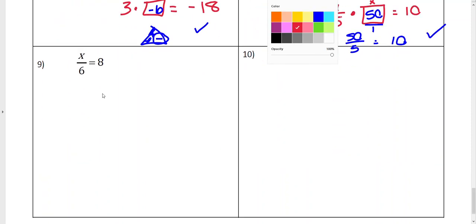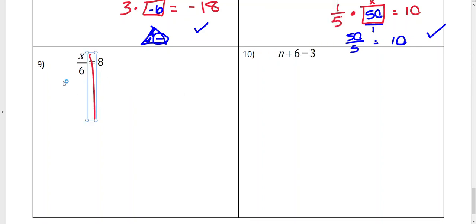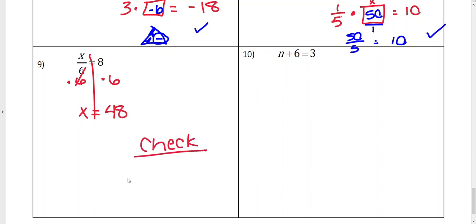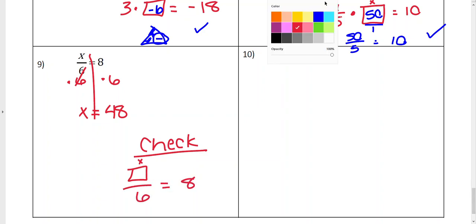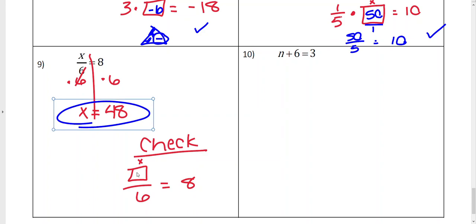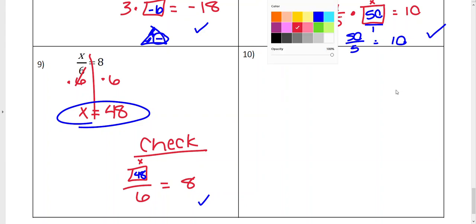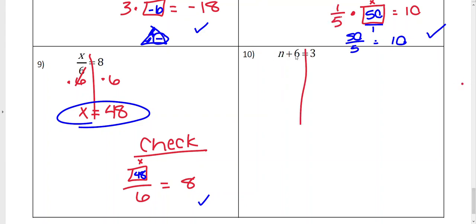All right, scrolling down for number 9. This one says x divided by 6, so the inverse of divide by 6 would be multiply by 6 on both sides, so cancel here. Because they're opposites, I'm left with x is equal to 8 times 6 is 48. Now let's do our check. So I have x divided by 6 should equal 8. Well, we said that x was 48, so I'm going to plug it in here. And is 48 divided by 6 8? Yep, it is.